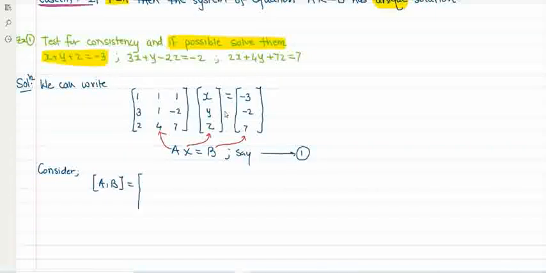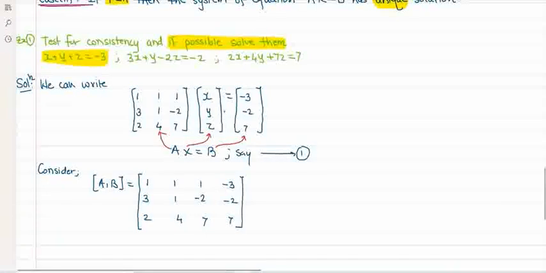This augmented matrix can be obtained from the coefficient matrix by attaching one more column. First, I will write 1, 1, 1, 3, 1, minus 2, 2, 4, 7. And for this matrix, you have to attach one more column, that is minus 3, minus 2, and 7. For my understanding, I am using one faint line. You can use a pencil for this.